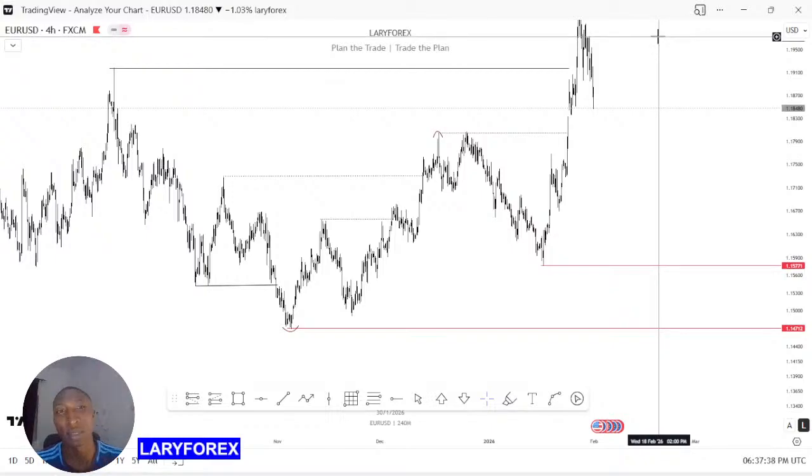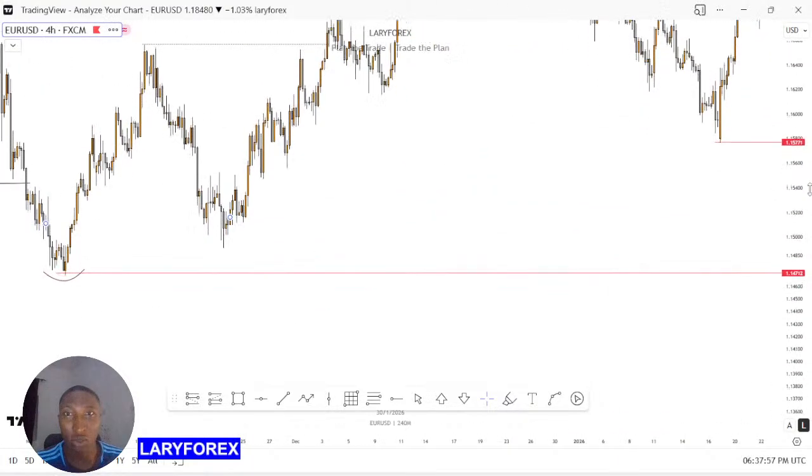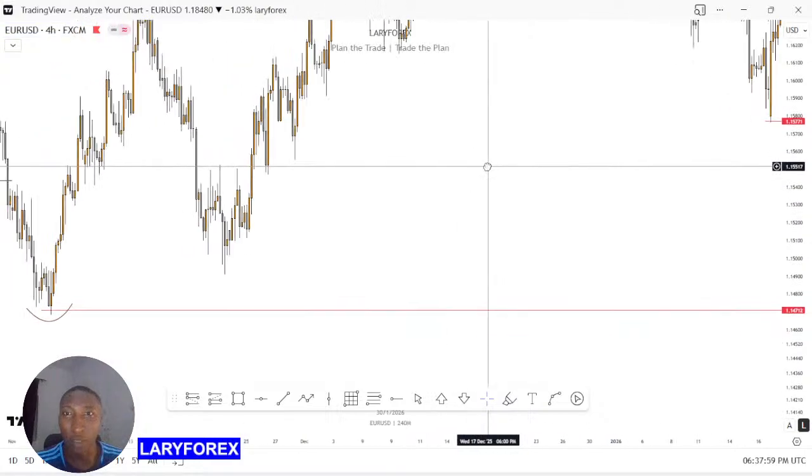So what we are trying to get right now is a POI. Now let's study what happened. The next thing that we are going to study right now is mitigations: places that price has already been mitigated and places that price has not mitigated yet. Okay, so let's start. Now we zoom out the chart to start reading what price does.